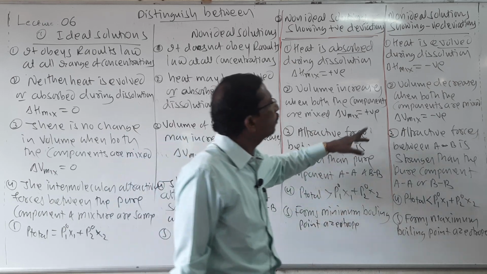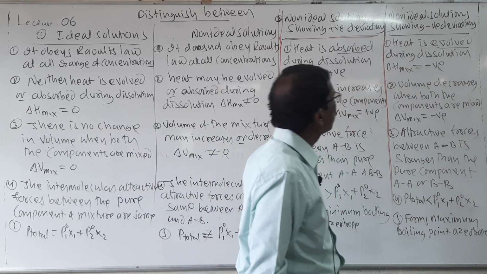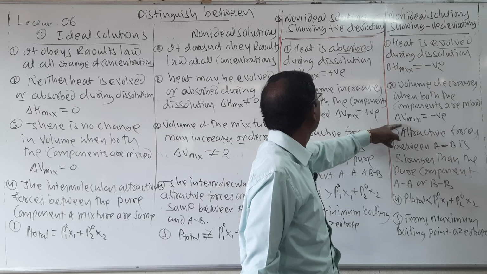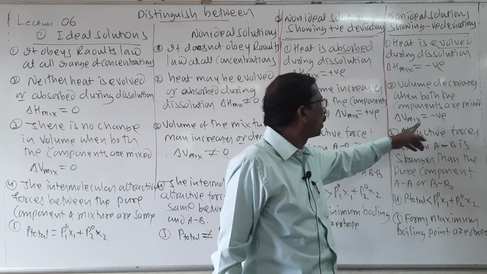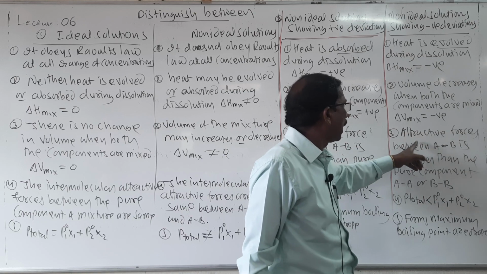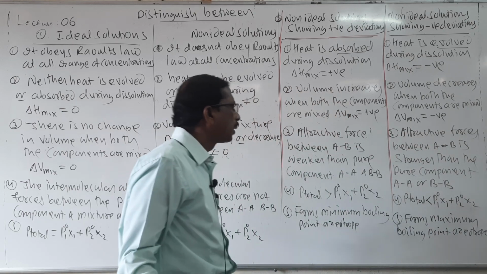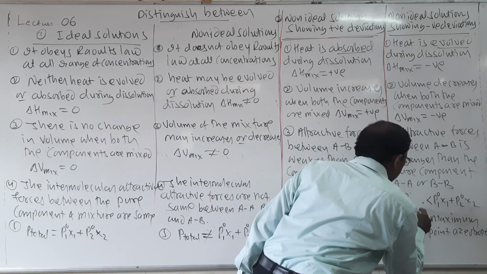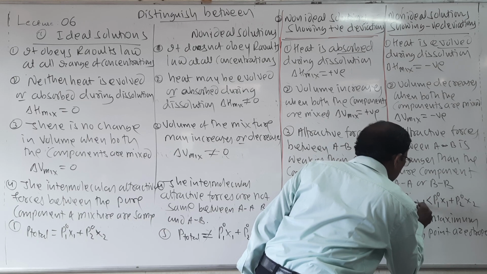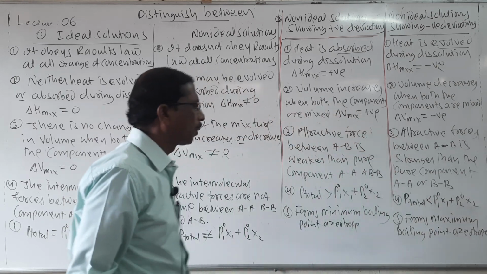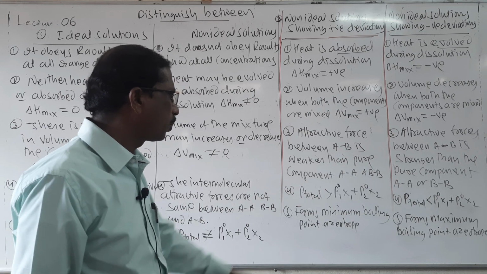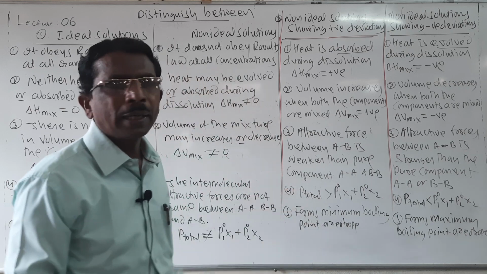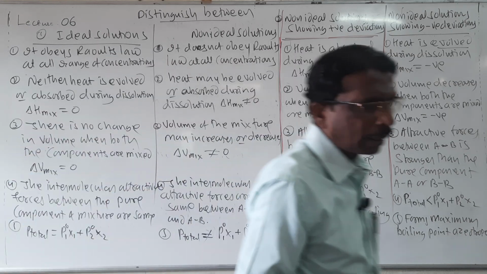I will explain later. And again, heat is evolved during the dissolution, delta H mix is equal to negative, and volume decreases when both the components are mixed. So, here volume decreases and here volume increases. So, here it is volume decreases, and then attractive force between AB is stronger than the pure component AA or BB. So, P total is less than P1 naught x1 plus P2 naught x2. So, it forms a maximum boiling point azeotrope, and here it is the difference, students. Look here, this is the difference.